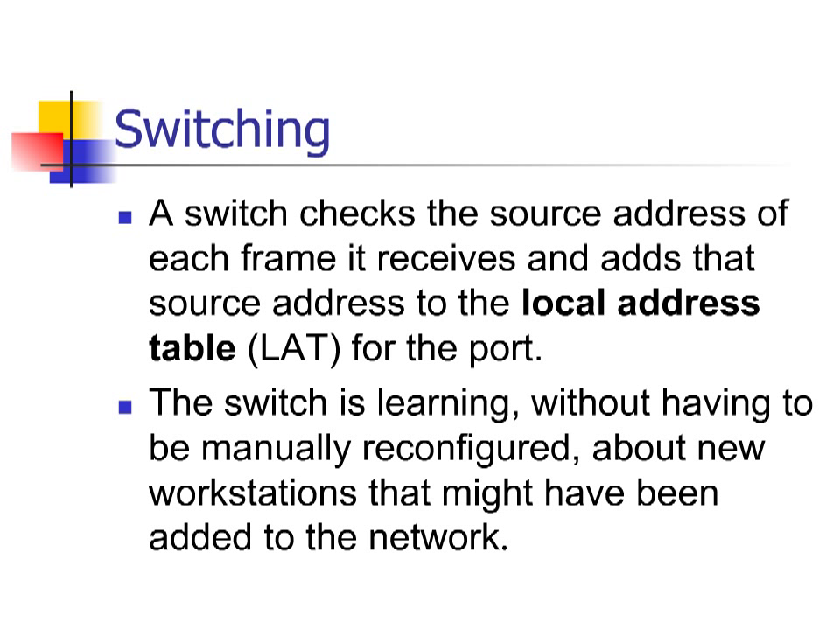We're getting kind of redundant here, so I'm just reiterating what we just talked about as far as switching is concerned. Again, the switch is checking the source address of each frame that it's receiving and adds the source address to its local address table for that port. That's how it originally builds the local address table. As frames come in and it looks at the source address, it says, oh, okay, that's MAC address A, that's coming in on port 1, so that's where that device is attached.